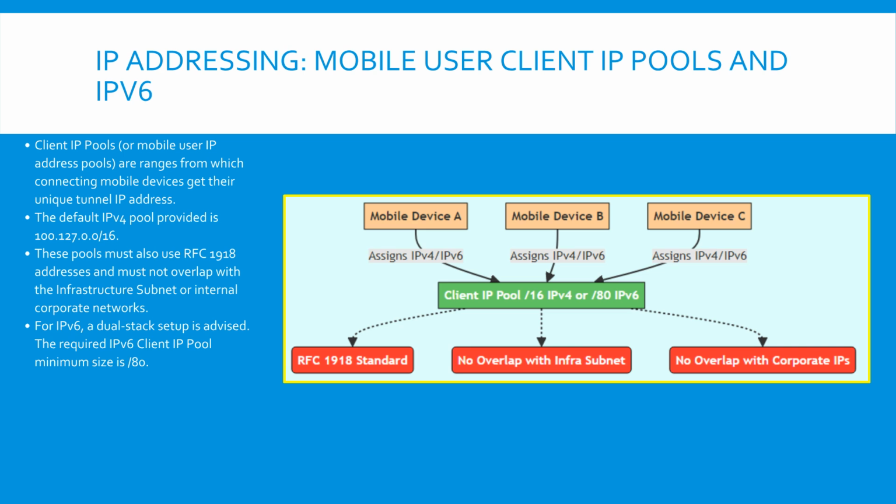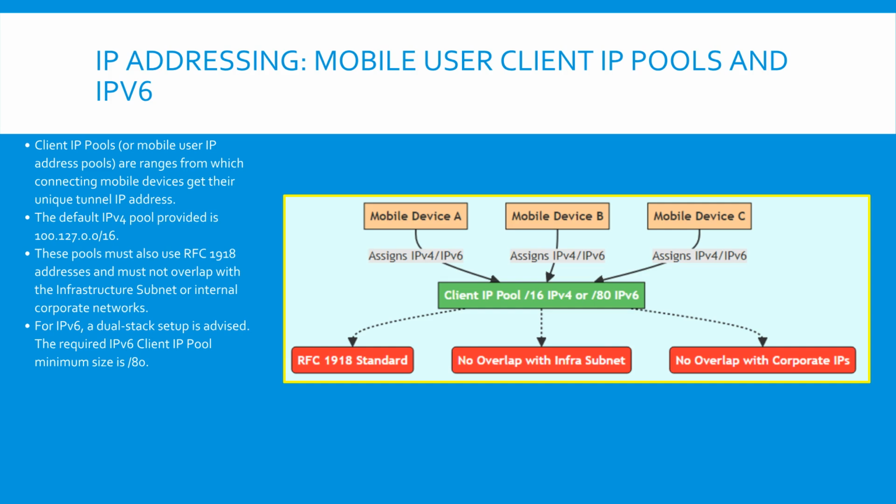The important point is that proper IP pool design is essential to prevent internal and external network conflicts. This diagram illustrates the process of client IP pool allocation. The central green box represents the client IP pool, which could be an IPv4/16 or an IPv6/80 subnet minimum, from which addresses are dynamically assigned to connecting devices.